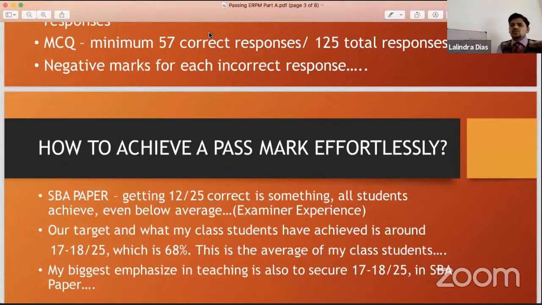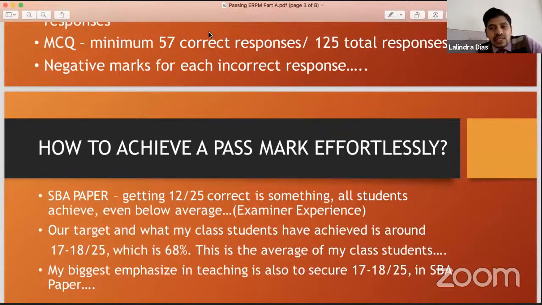So the majority of students get 12 out of 25 correct. So it's an easily achievable thing. But my target is not that. My target is to get 17 to 18 out of 25 correct, even more than that.